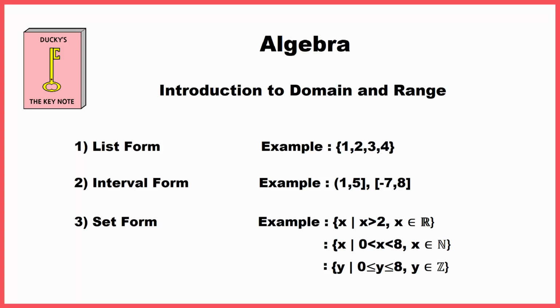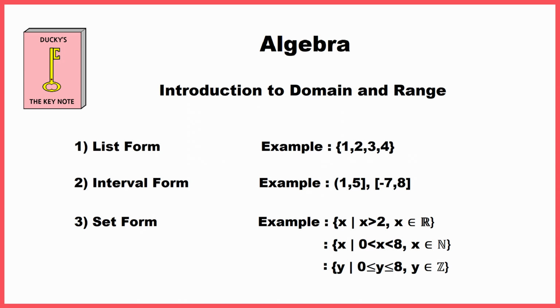Hello everyone. This video explains how to write domain and range in various ways, including interval notation and set notation. Domain is all the x values that are possible in a relation, whereas the range is all the possible y values in a relation. In a function, we can see the ordered pair of x and y, just like (x, y), in a coordinate form.